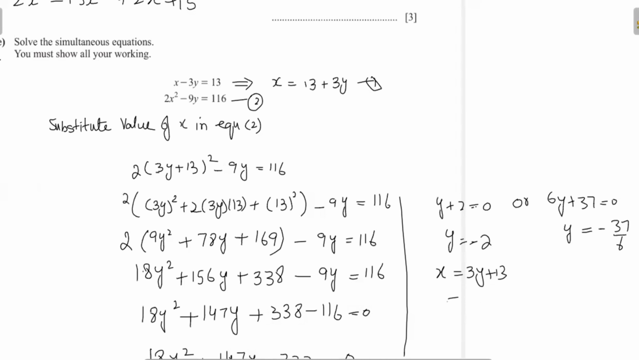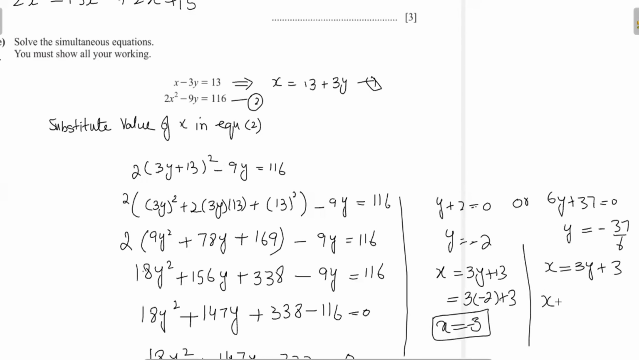And therefore, y here is minus 2. We can write 3 into minus 2 plus 3, and this will be equal to x equals minus 6 plus 3. This equals minus 3. And the next value of x we can find: x equal to 3y plus 3.